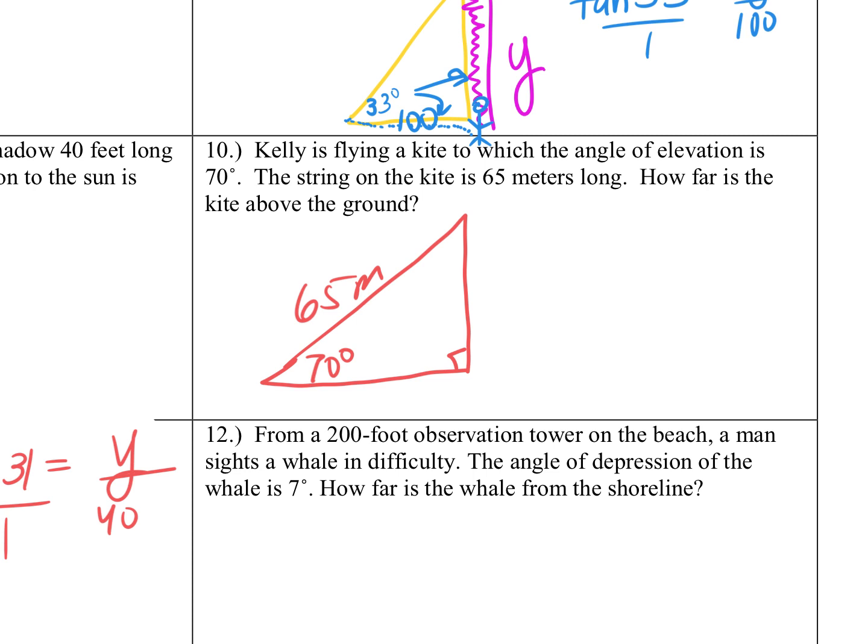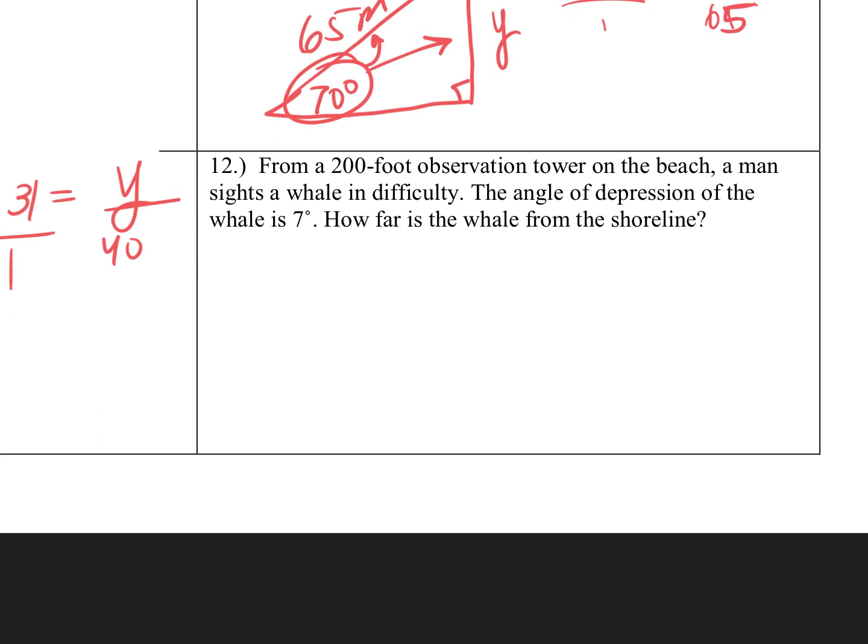How far is the kite above the ground? Are they saying how far is the kite from here to there, or are they saying from the ground up? How high is the kite? Ground up. So what are you looking for? The x value, the y value? The y. You're looking for the height. So in regards to 70, what do you have? You have opposite and hypotenuse. So it's sine 70 equals opposite over hypotenuse. Cross multiply and solve. You guys with me?